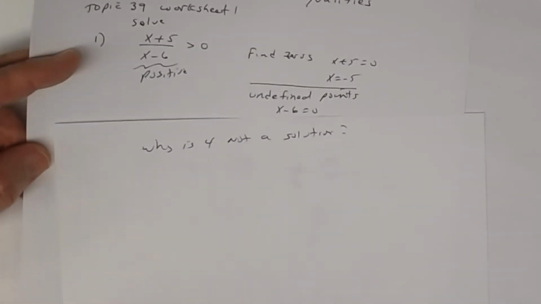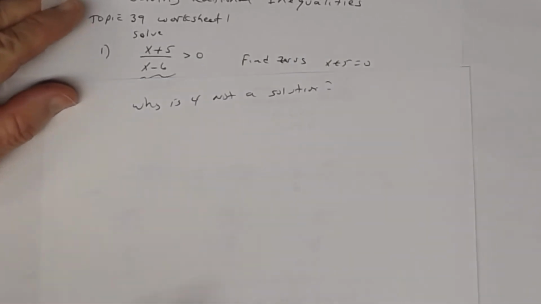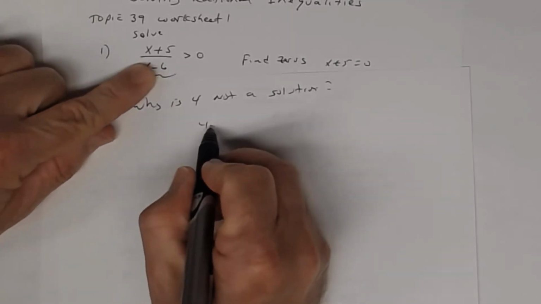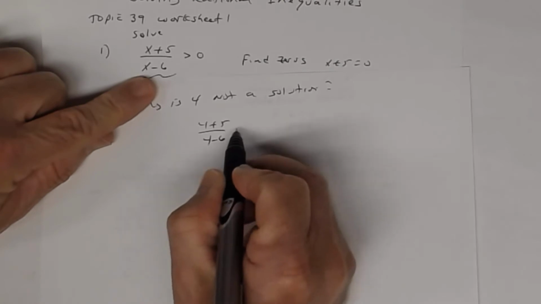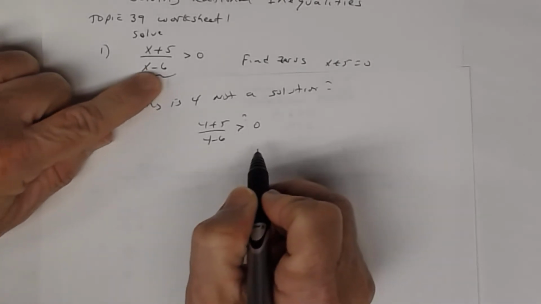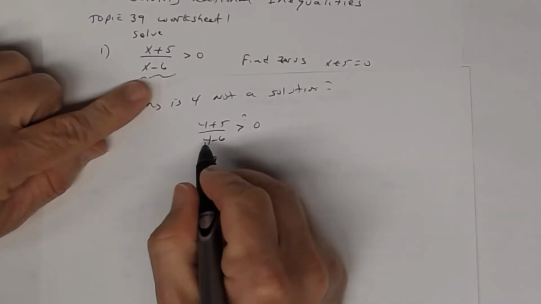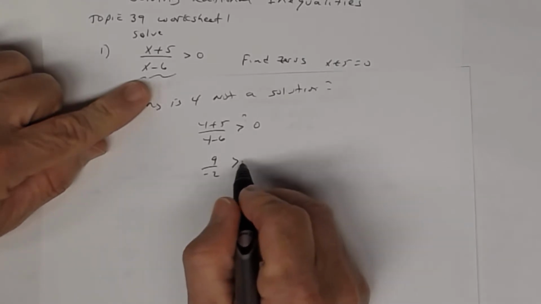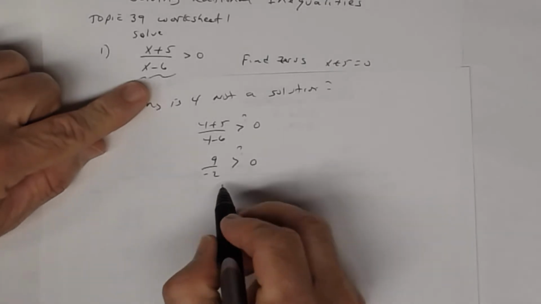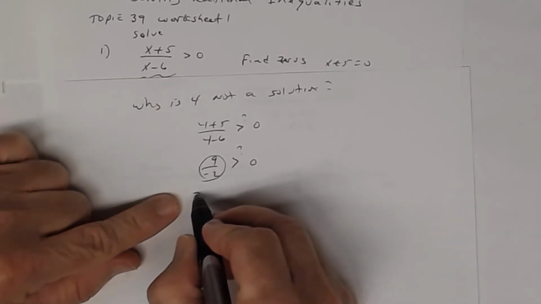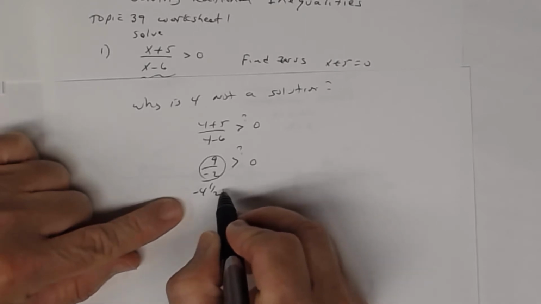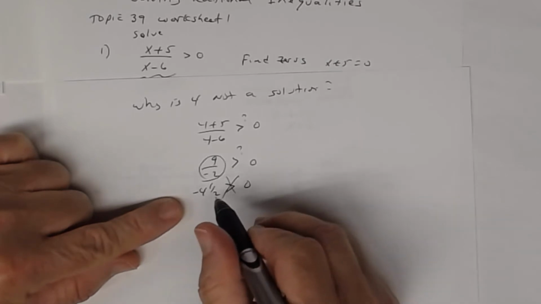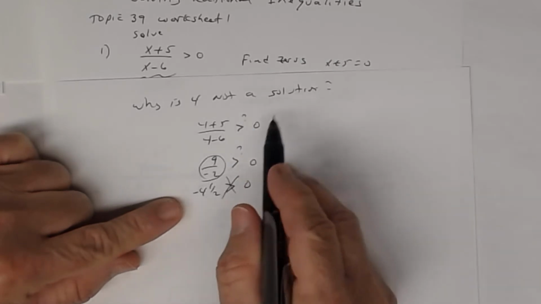All right, let's go back to the original problem, which is this. Where we see the variable x, I'm going to substitute 4. So I have 4 plus 5 divided by 4 minus 6, and I want to see if that's going to be greater than 0, right? Well, 4 plus 5 is 9. 4 minus 6 is negative 2. And the question is, is 9 divided by negative 2 greater than or equal to 0? Well, first of all, notice this is negative, right? That's a negative 4.5. Well, a negative 4.5 is not greater than 0. A negative 4.5 is less than 0. So that's why 4 is not a solution.